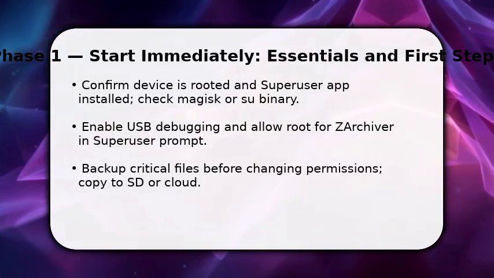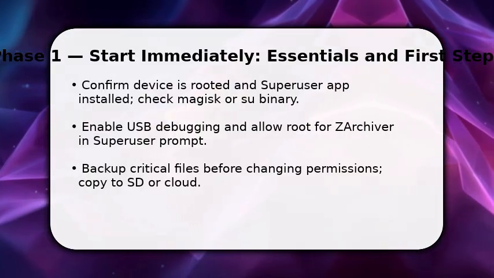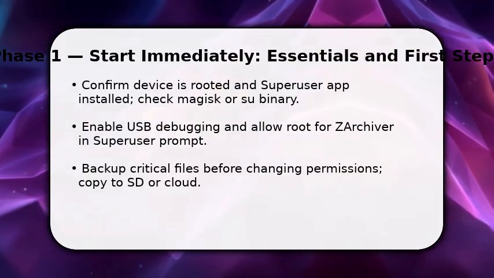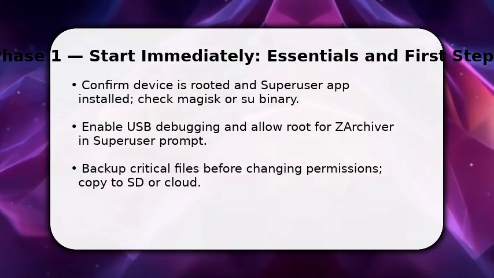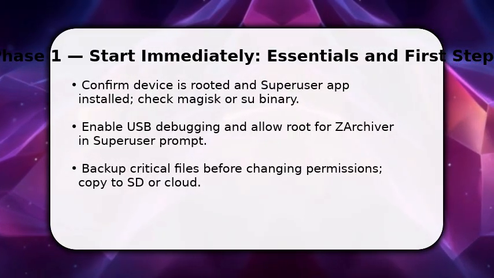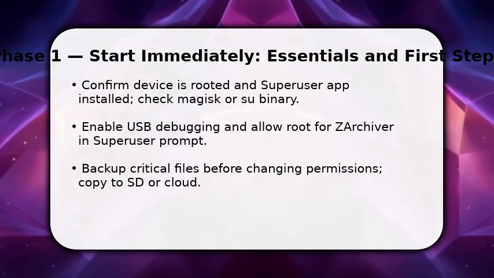Once done, enable USB debugging and make a backup of important files to SD or cloud because you will change permissions and owner attributes. Make sure to note the path you will work on. It avoids mistakes and speeds up the next steps.